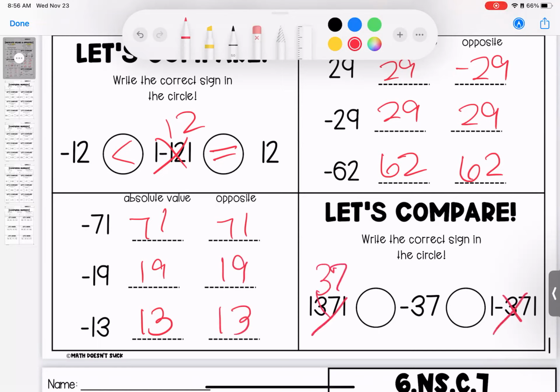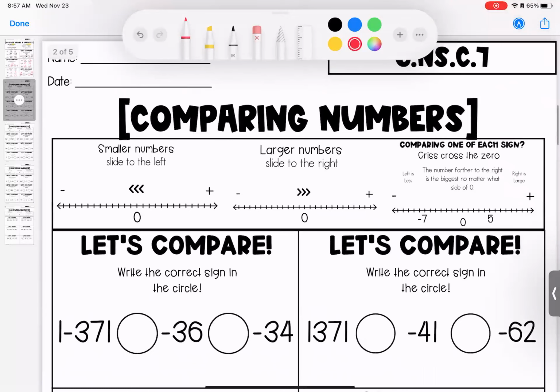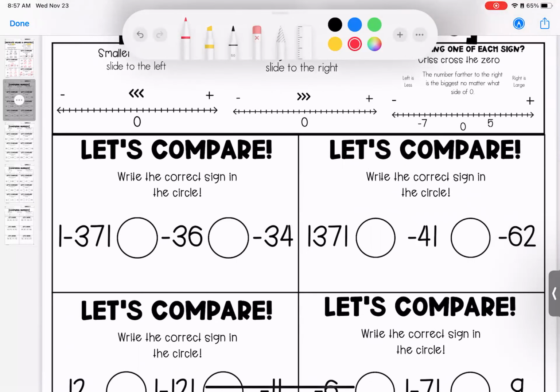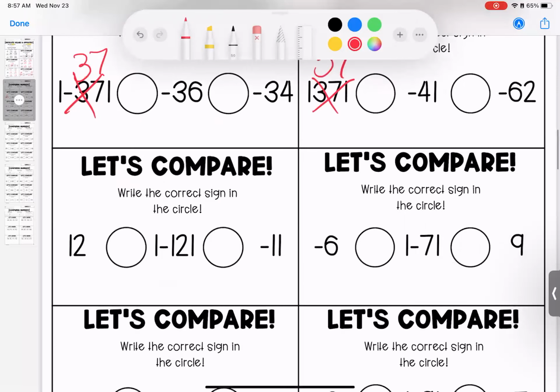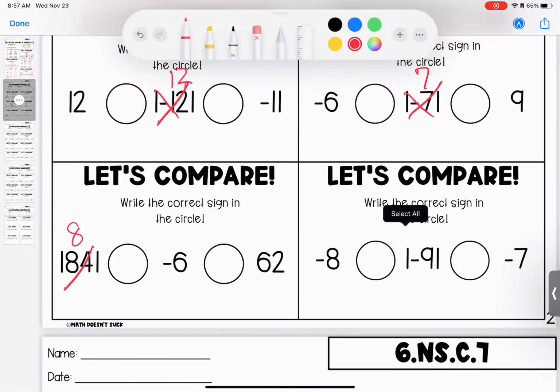Rewrite the absolute value so you know what you're comparing. 37 is greater. All right, now we're down to comparing with positive, negative, and absolute value. Anytime you see an absolute value, I highly suggest that you cross it out and write what the actual value is. It makes it much easier, especially if the sign is going to change, because remember, absolute value is never negative. So here we go.